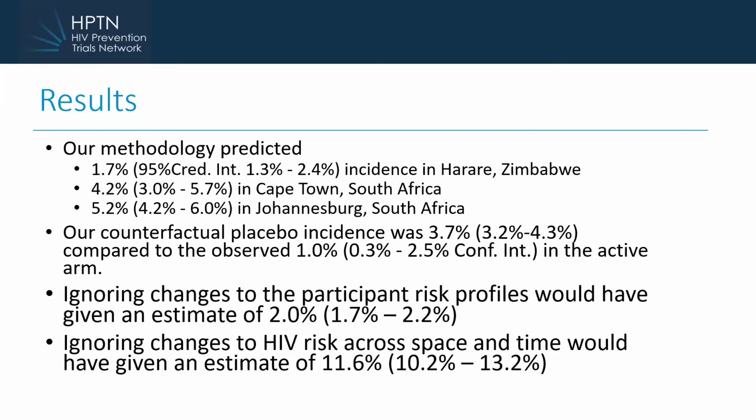As a demonstration, we also considered some alternative counterfactual scenarios. If the population had not been screened for high risk, we would have only expected a 2.0% HIV incidence. On the other hand, if we had ignored changes in the HIV epidemic, we would have expected an 11.6% HIV incidence. Therefore, adjusting for both differences in space and time, as well as the study population, is crucial for making an accurate projection.